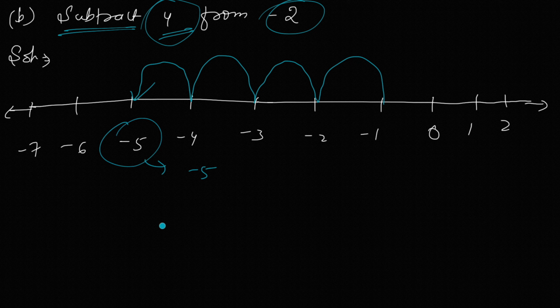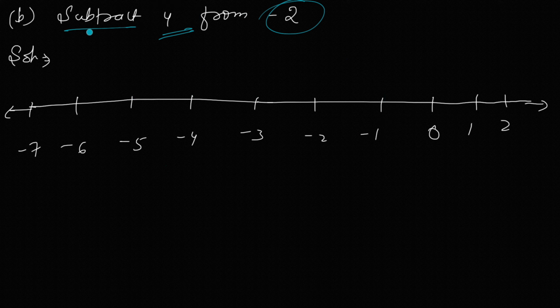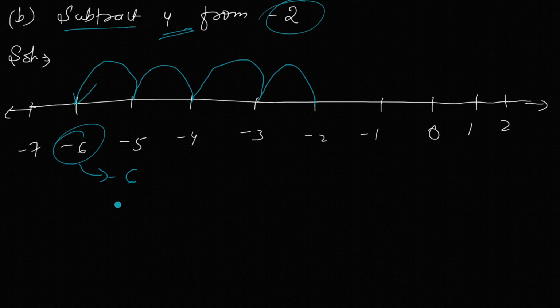Wait, we have subtracted from -1, but actually we have to subtract from -2. Really sorry for this. Let's start from here. 1, 2, 3, 4. So it gives us -6. So when you subtract 4 from -2, it will give you -6.